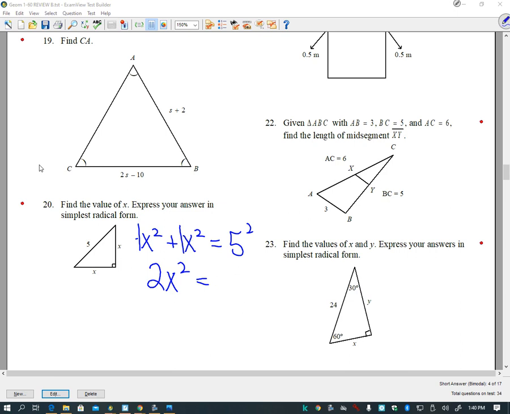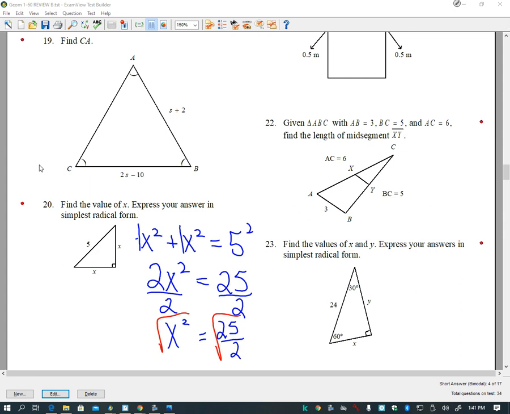What's 5 squared? 25. Okay, so now what are we going to do? Divide by 2. Okay, so we got x squared equals 25 over 2. Now don't get in a rush to try to simplify that to like 12 and a half or something, okay? How do I undo the x squared? Square root both sides, okay?